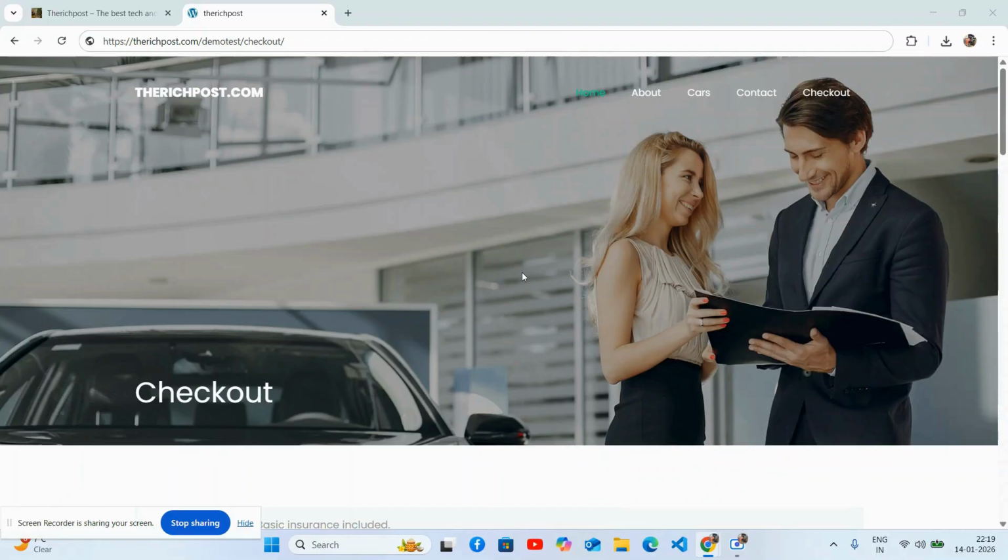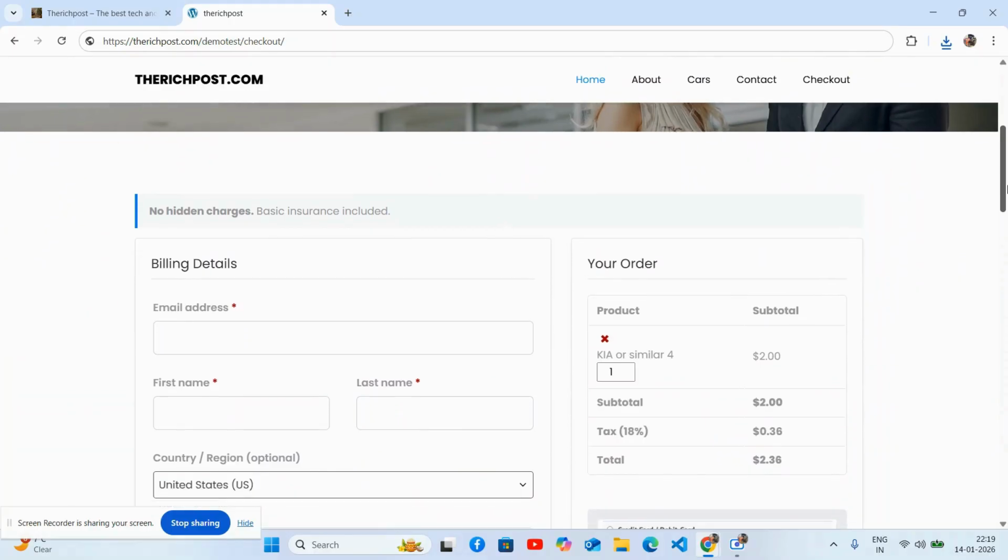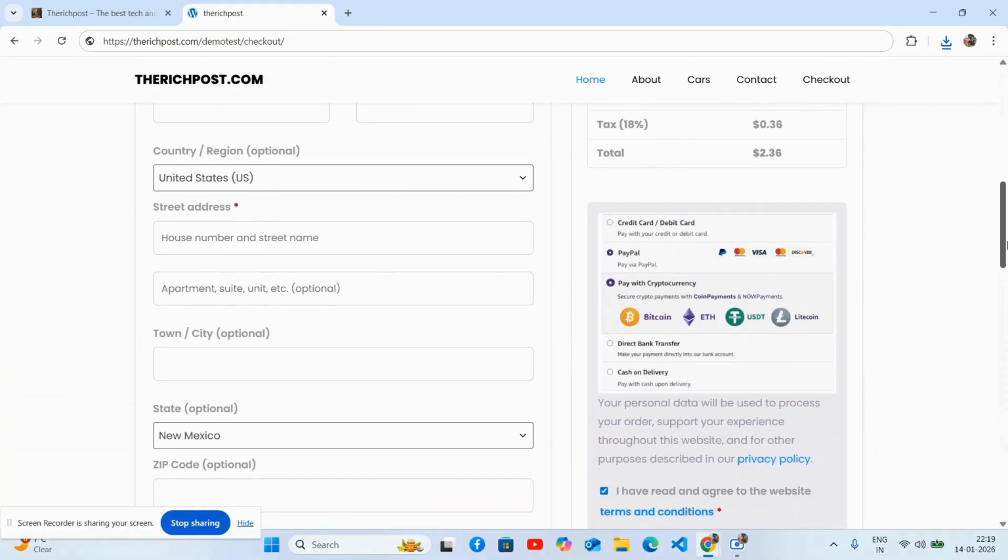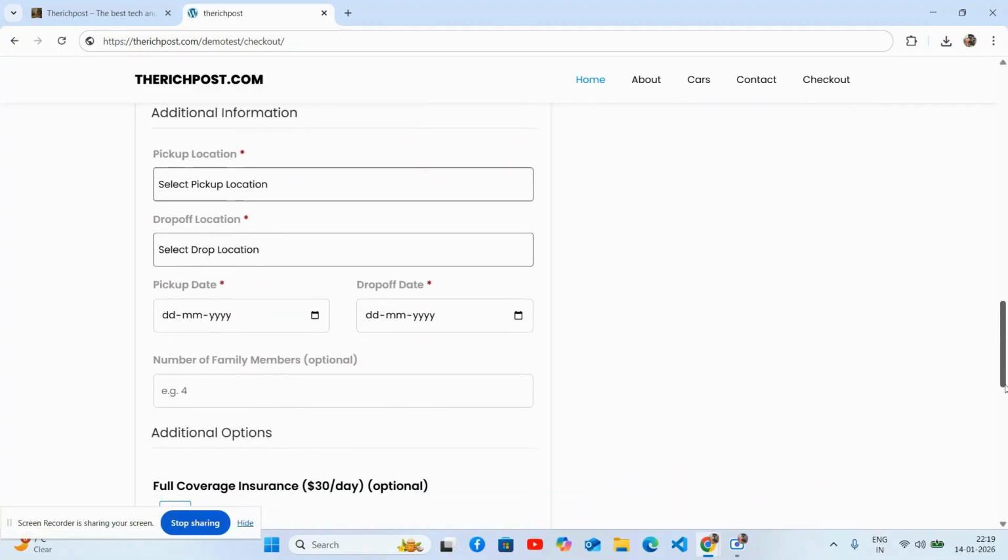So we see here is the checkout page. WooCommerce WordPress demo project, and see the checkout page and you can see the options: credit card, PayPal, pay with cryptocurrency like Bitcoin, Ethereum, USDT and Bitcoin. Other options as well. Guys, also I must say I'm working on it. In future I will come with more best options as well. This is the demo project and the checkout page.